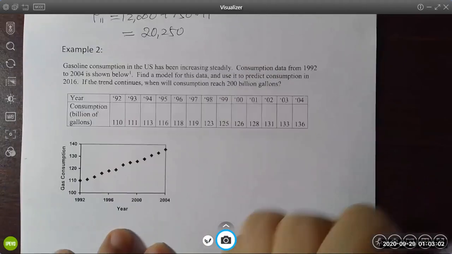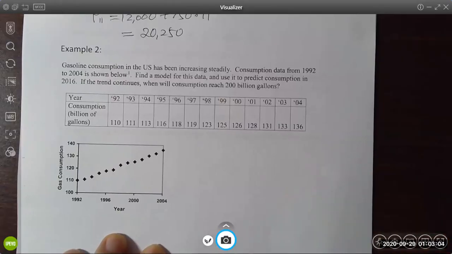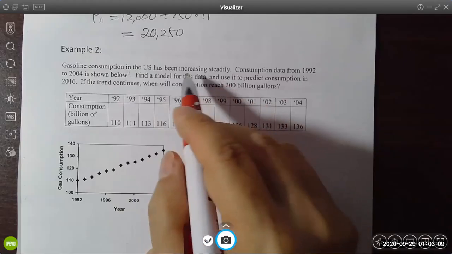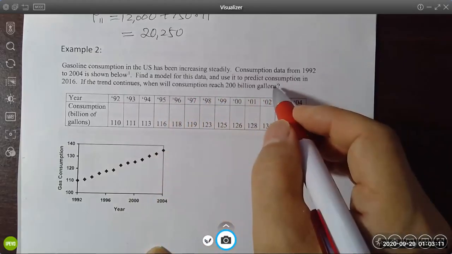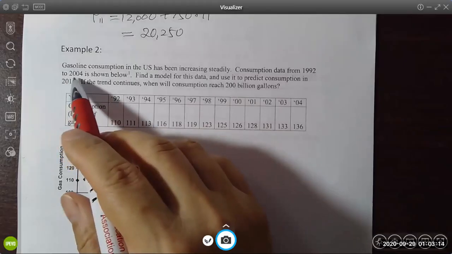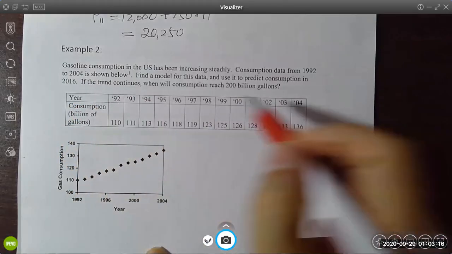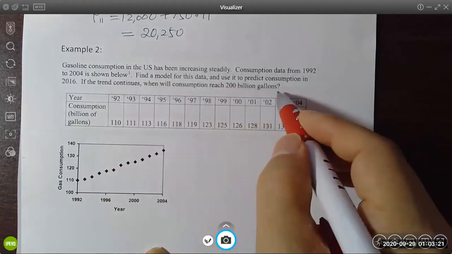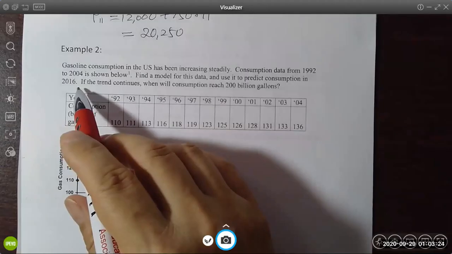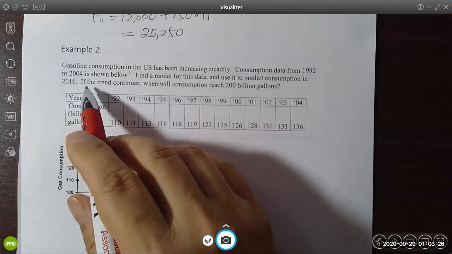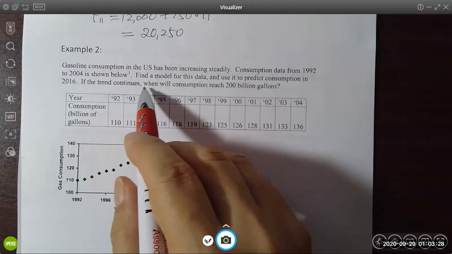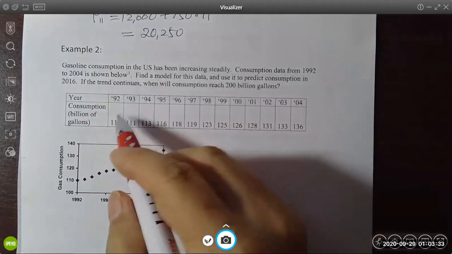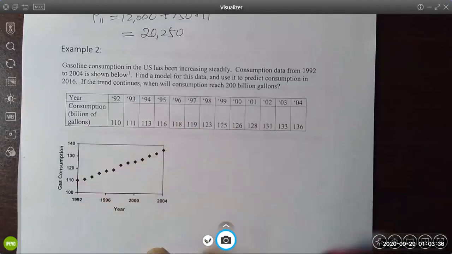Now let's look at another example here. Gasoline consumption in the U.S. has been increasing steadily. Consumption data from 1992 to 2004 is shown in this table. Find a model for this data and use it to predict consumption in 2016. Again, we are going to predict a future value. If the trend continues, when will consumption reach 200 billion gallons? This is in years, this is billion gallons.